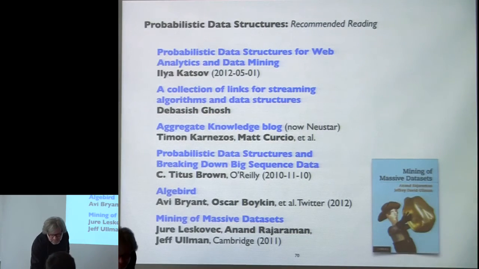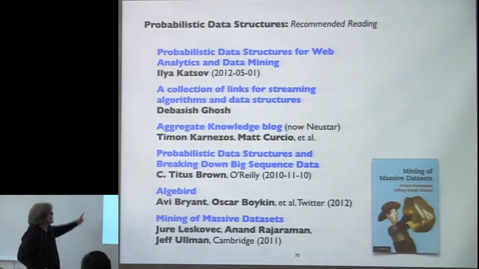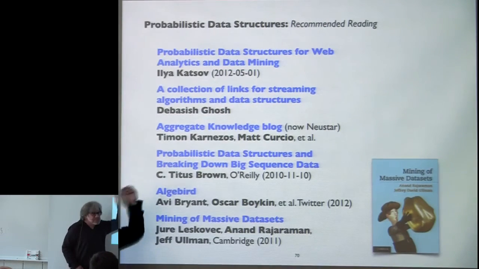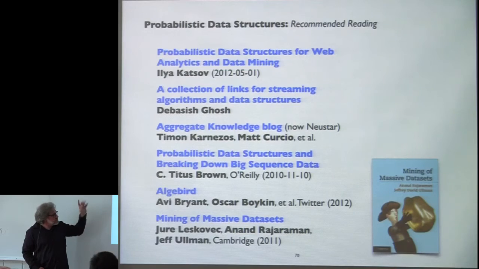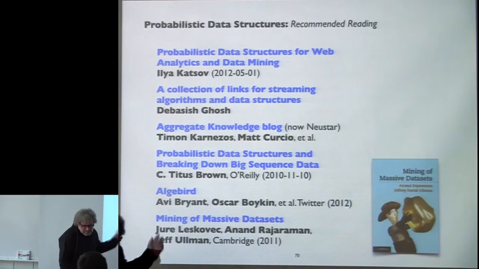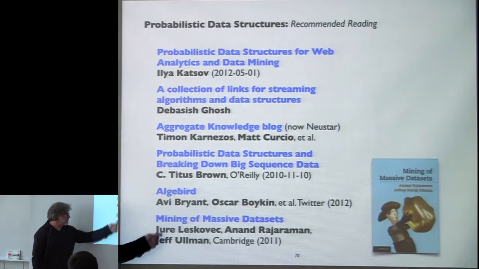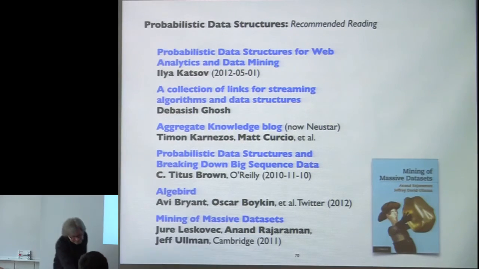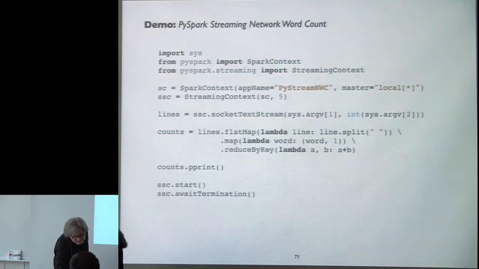And here are some really great ones. One of the ones I like the best is Titus Brown, and he's been doing genomic sequencing with approximation algorithms because they get so much better speed out of this. They're using such large data. But there's a bunch of others. You see Jeff Ullman's name on this. And Algebird is the one I point to.